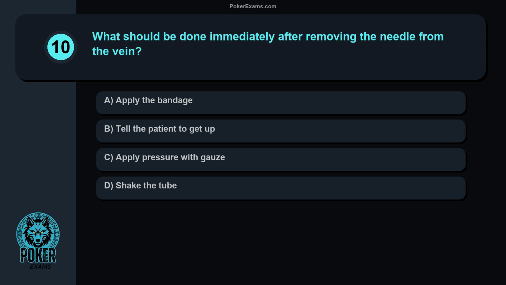Question 10. What should be done immediately after removing the needle from the vein? Apply the bandage. Tell the patient to get up. Apply pressure with gauze. Shake the tube.